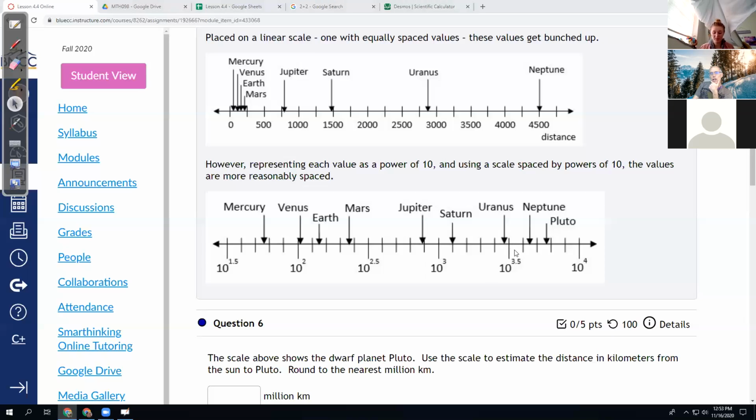3.5, 3.6, 3.7, that's 3.8. I'm going to say 3.76. William says close enough to 3.8. So we're just trying to estimate where that mark is on this number line. And this is a number line of powers, not actually distances. To get the actual distance, we raise 10 to that power.